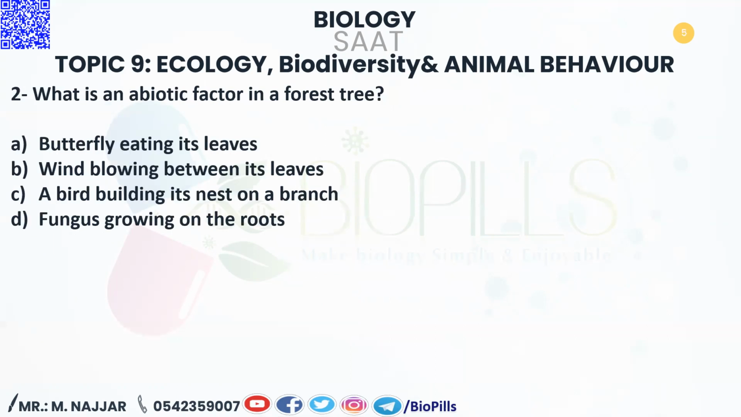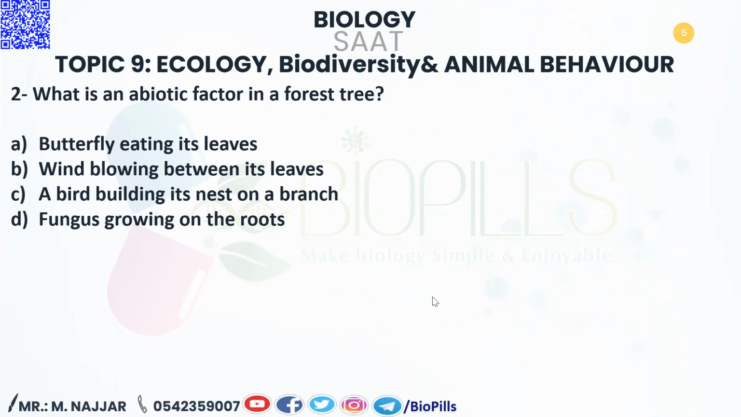Question number 2. What is an abiotic factor in a forest tree? A, a butterfly eating its leaves; B, wind blowing between its leaves; C, a bird building its nest on a branch; D, fungus growing on the roots. Yes, of course, the correct answer is B.